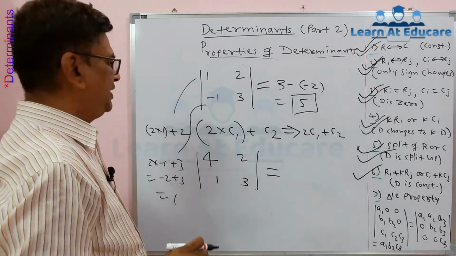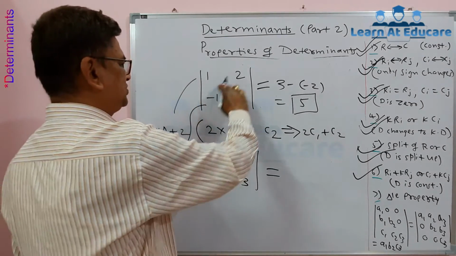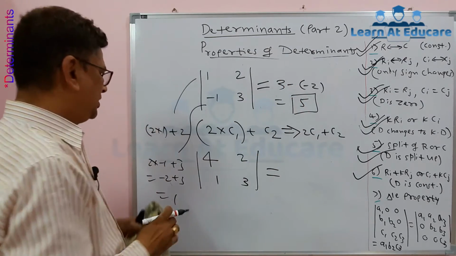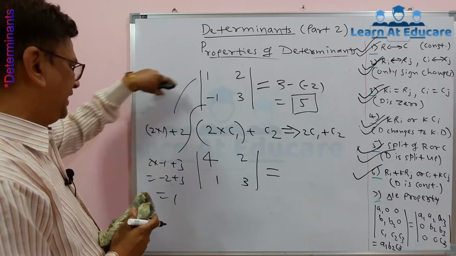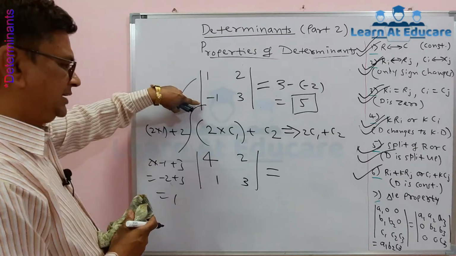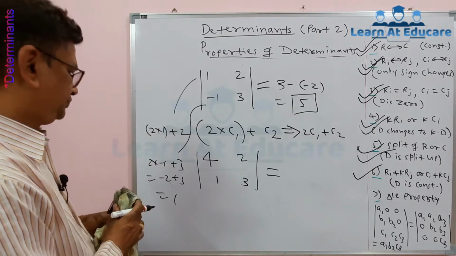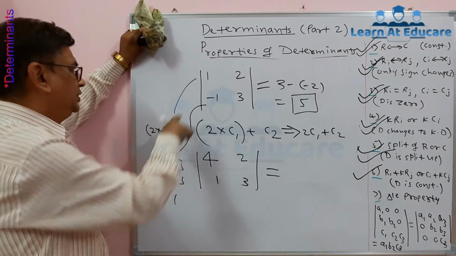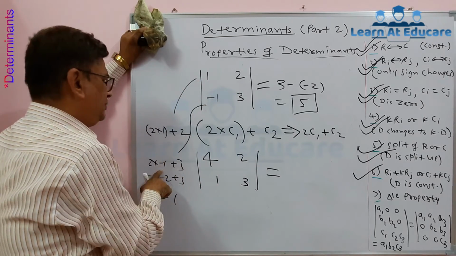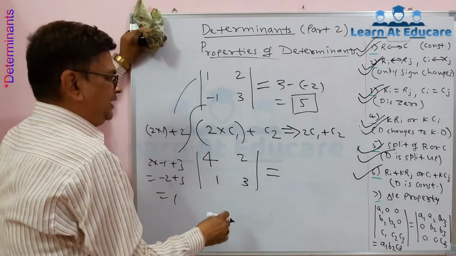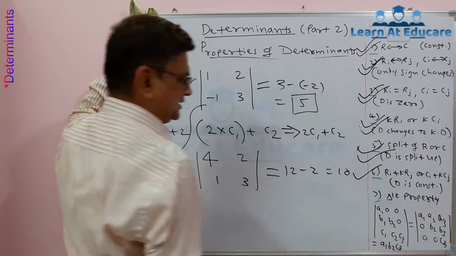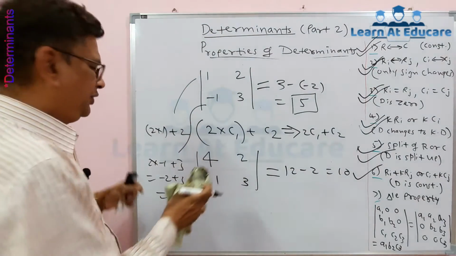The determinant value is constant, as mentioned here. 1 into 3, 3, plus this minus 1 into 2, minus 2, that comes to 5. Then the first column was multiplied by 2 and added to the second: 2 into 1, 2, plus 2, 4, and for the second, 2 into minus 1, minus 2 plus 3, that is 1. Then we are getting 4 into 3, 12, 12 minus 2, that is 10. Hmm, so this is how the value remains constant.